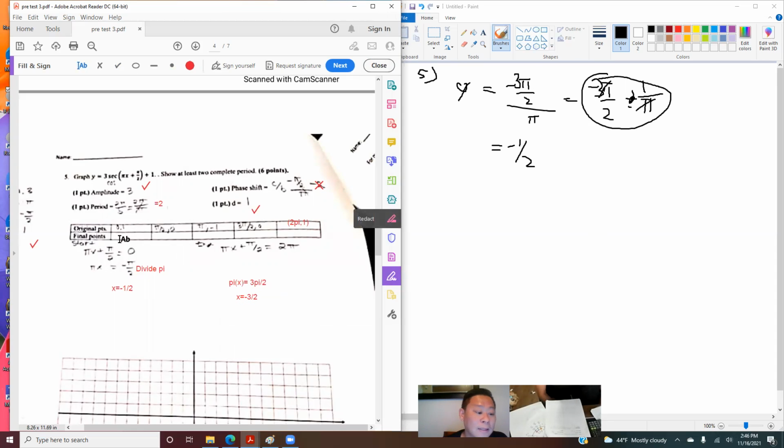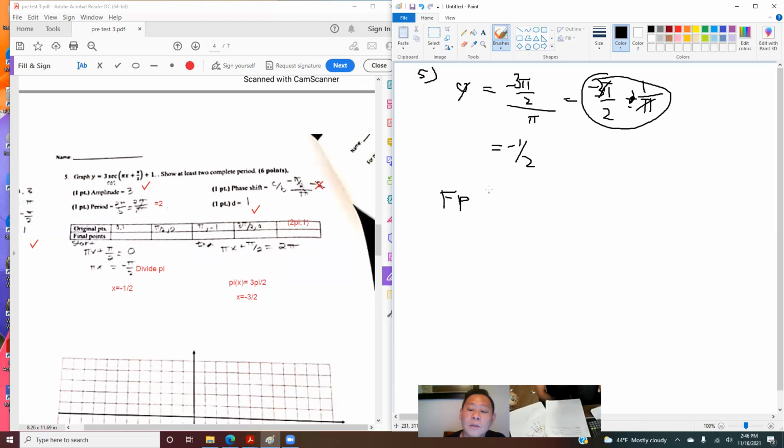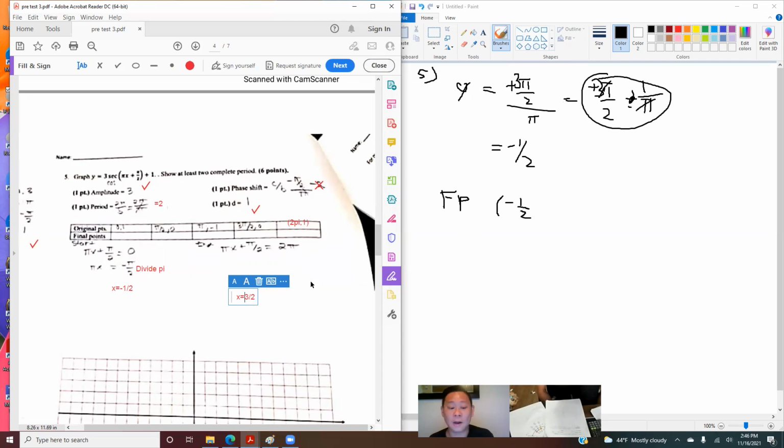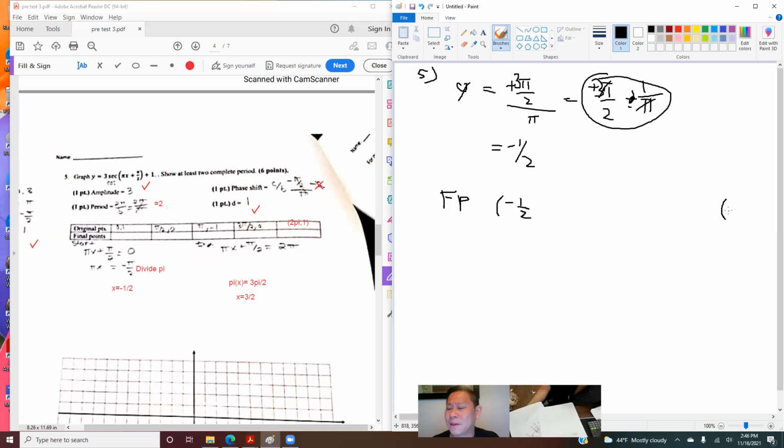So that means this starts from, I'm going to write the final points here. Okay. So it starts from -1/2, and it ends at what? -3/2. Not negative, positive. Oh, sorry. Because this is positive, right? So this will be positive 3 pi. Sorry, because it cannot be negative. Why do I say it cannot be negative? Because the ending point cannot be smaller than the starting point. You know what I'm saying? Yeah. So when I say negative, something is wrong.